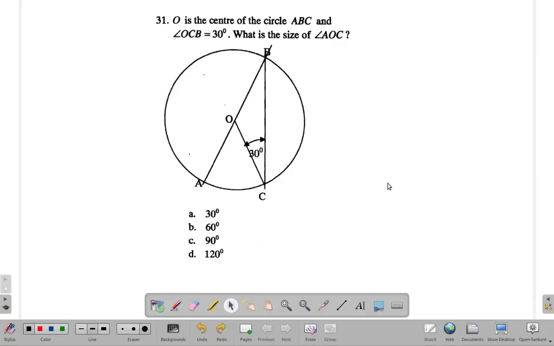Question 31. Pause the video and do it. Take 1 minute and then come back. Alright, what did you get?